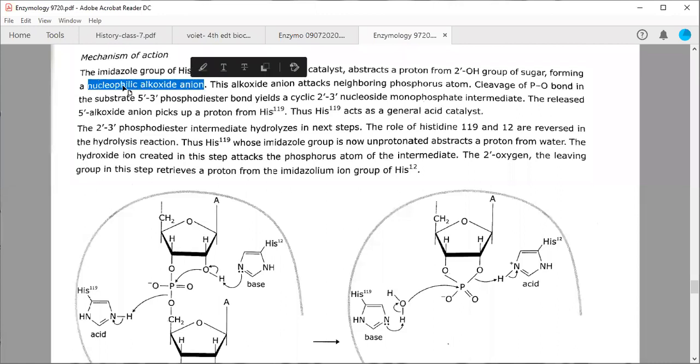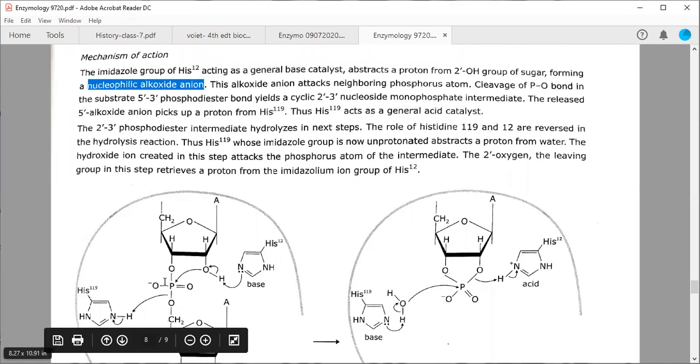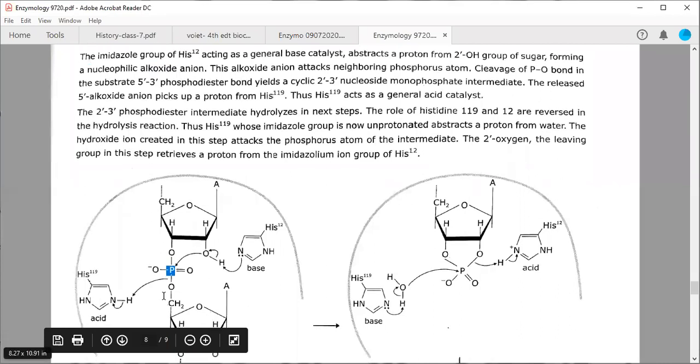The alkoxide anion, which is a nucleophile because it has a negative charge, attacks the positively charged phosphate. This phosphate is surrounded by four different oxygen atoms, which are all electronegative, so it develops a delta positive charge. Therefore, the nucleophile will attack here and break this particular bond.